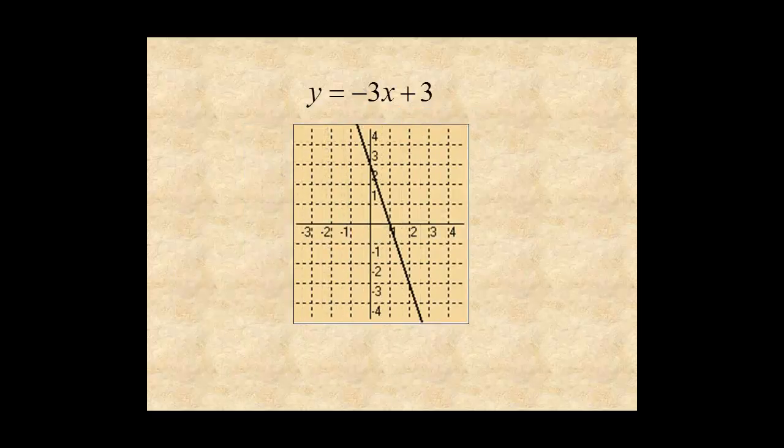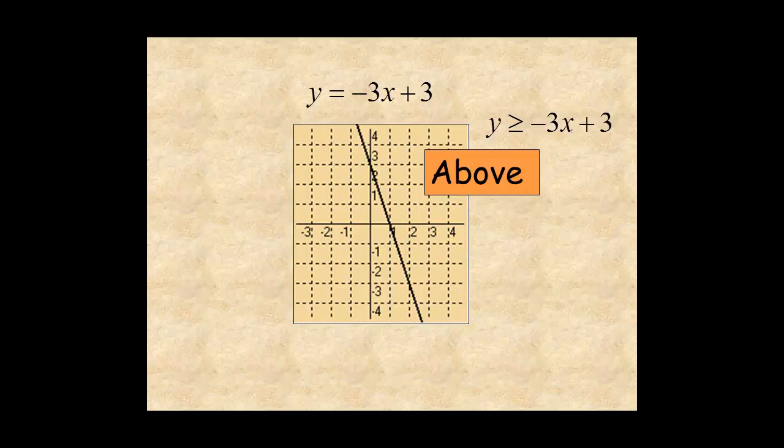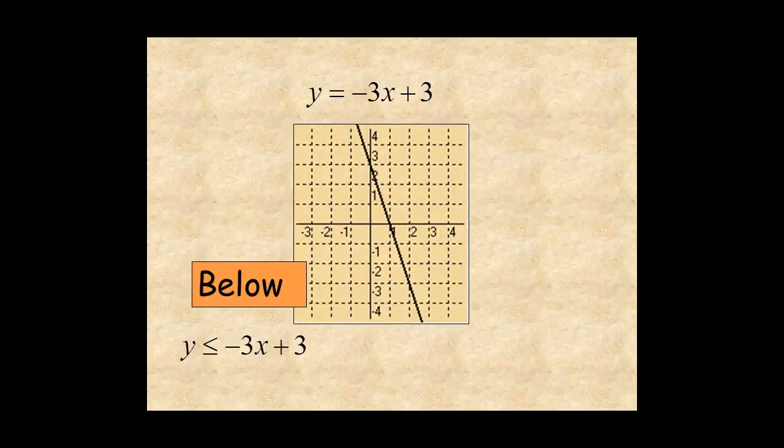Here's an example of an inequality with a boundary line at y equals -3x plus 3. The region above the line is on the right, and the region below the line is on the left.